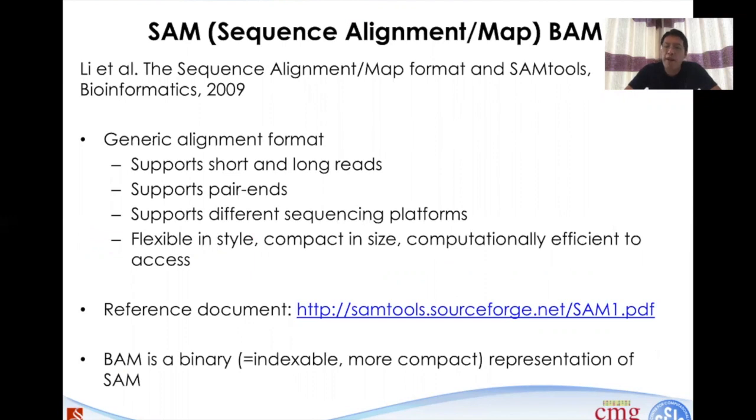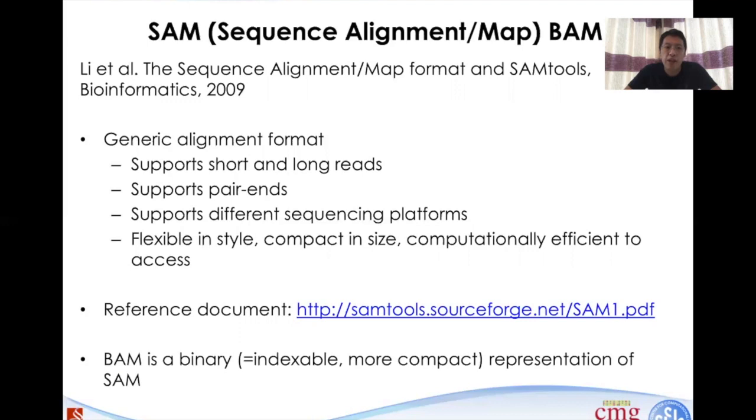The SAM and BAM files are actually the same thing, except the SAM files are text files that we can read, we can edit, we can look into, and BAM files are the binary format, which can only be read by the machine. So let's go through the individual elements in these files and see what information is contained here.